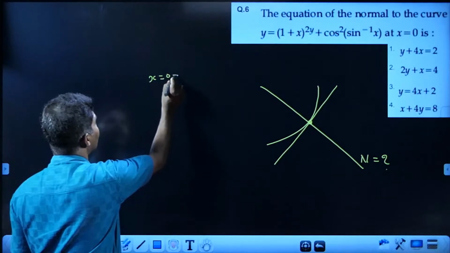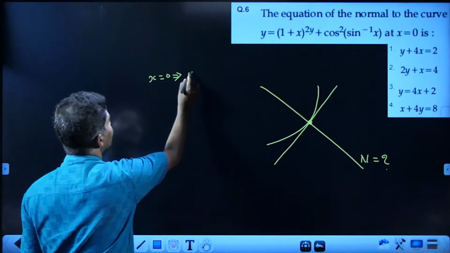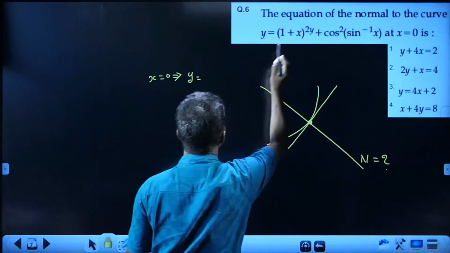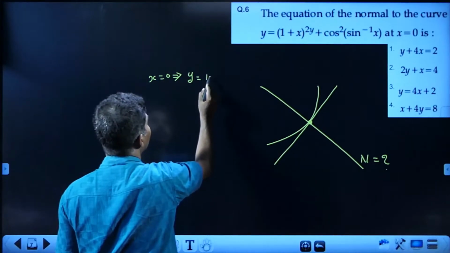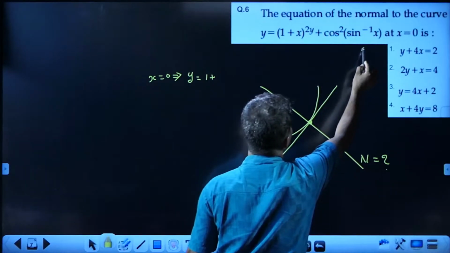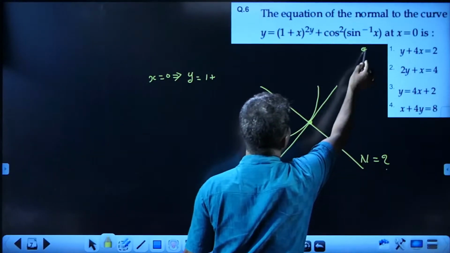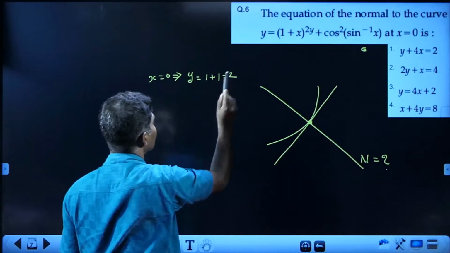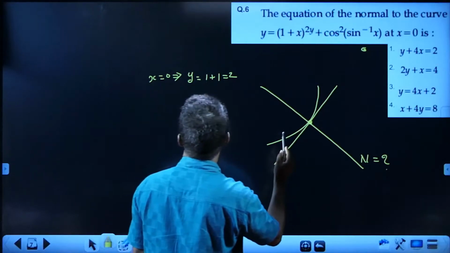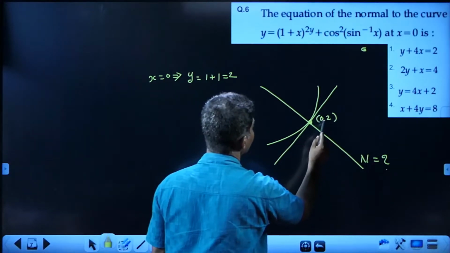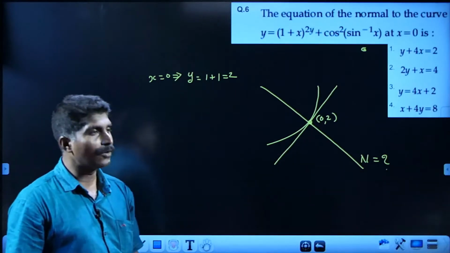x equal to 0 implies what is the value of y? We can say that y is equal to (1 plus 0) raised to 2y plus cos square of sine inverse of 0. Sine inverse of 0 is 0. Cos square of 0 is equal to 1. So, 1 plus 1 is equal to 2. So, what is the point? The point is actually (0, 2). Okay. The point is (0, 2) you are getting.